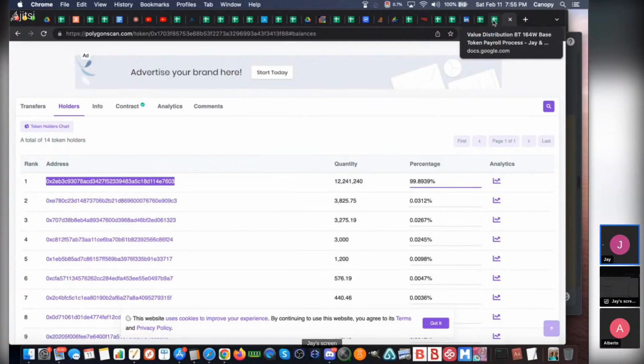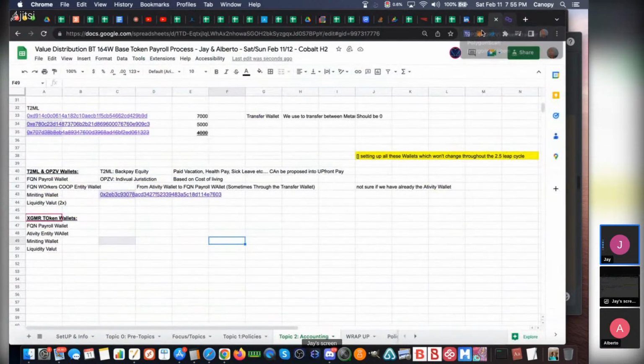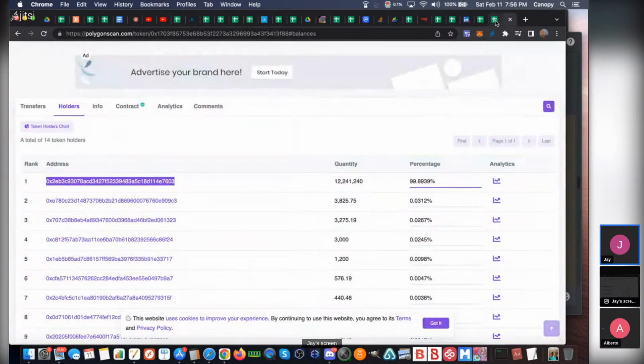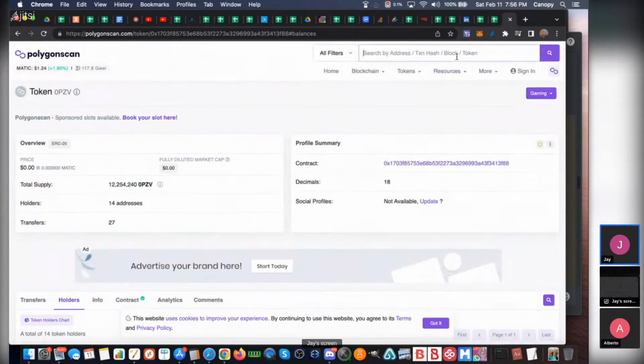But right now, we need to focus on the minting wallet because we need more. So if we wanted to, we could also think about the entity wallets. Because if we're going to the minting wallet anyways, we could transfer more value of all the tokens into the entity wallet, right? But before we do that, why don't we go ahead and skip to the XGMR token? Okay. So let's check out XGMR.